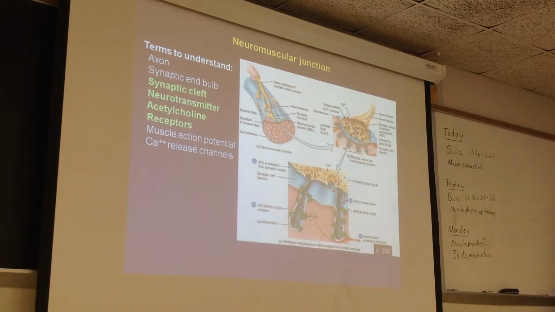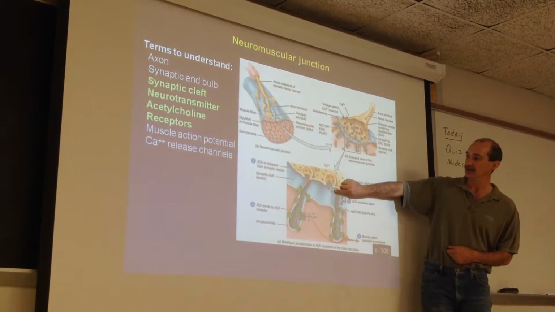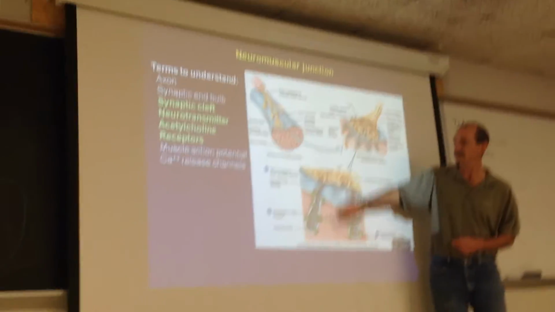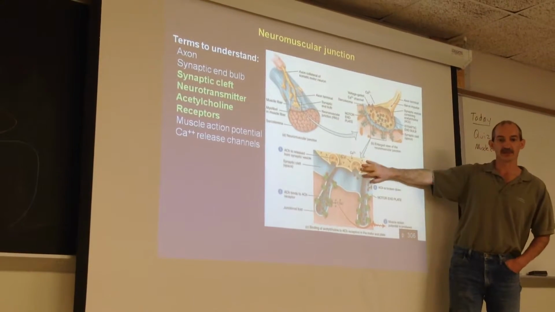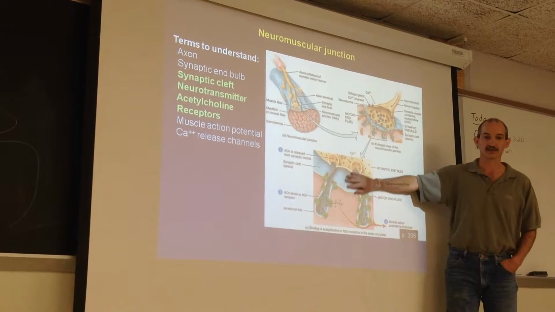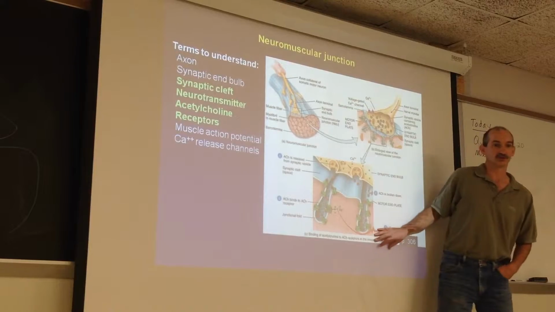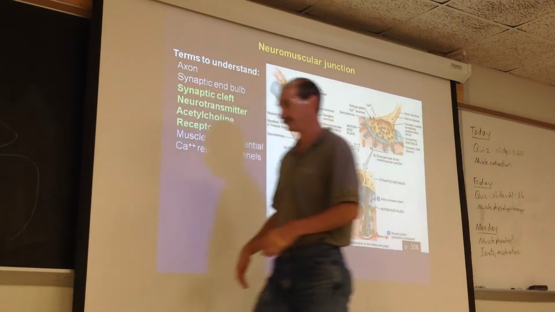We do that by certain chemicals called neurotransmitters. On this image, these little red symbols indicate neurotransmitters. These are chemicals being released from the synaptic end bulb. They're traveling across this synaptic cleft, and they're interacting with the muscle cell. They're going to trigger something to happen on the muscle cell. They're a communication device.